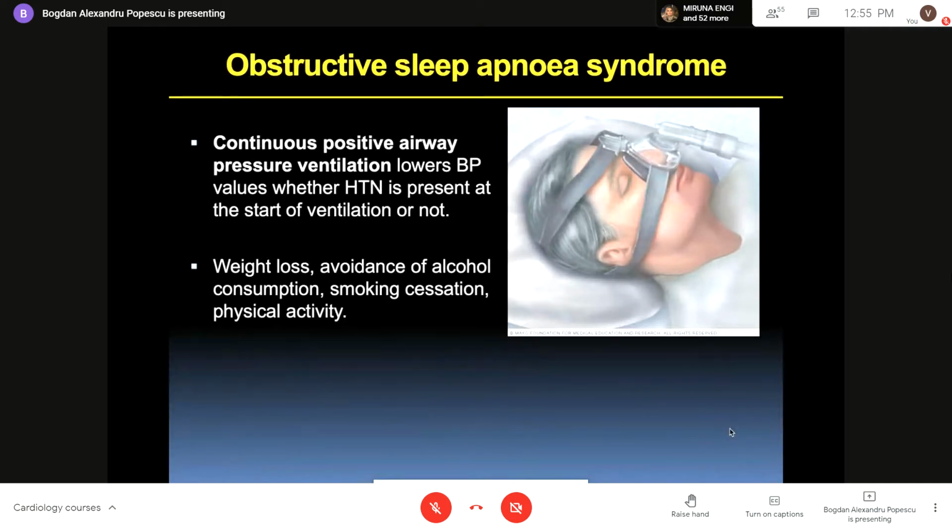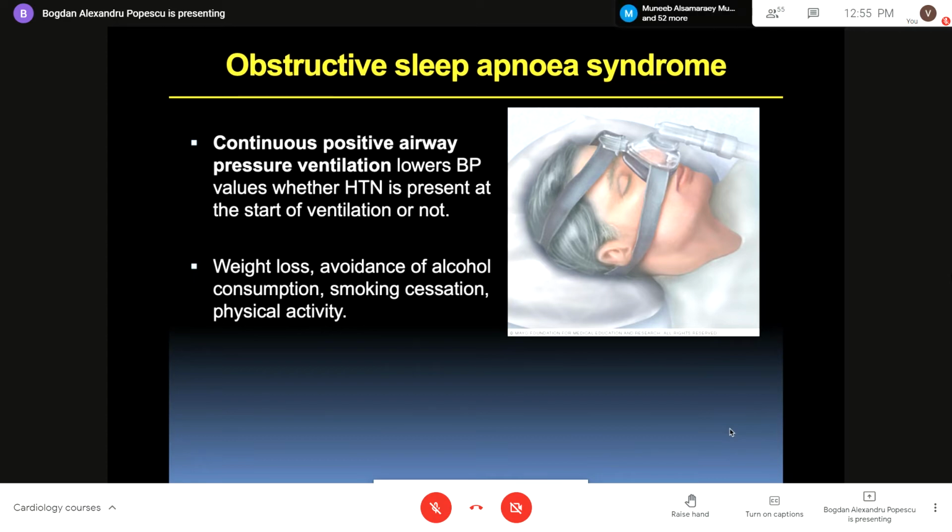You may ask these patients to sleep with this sort of a mask on their face, which may be a problem because some patients will not agree or will not tolerate it. But if they do, it may reduce the problem. It may lower blood pressure values, and this may help all along.